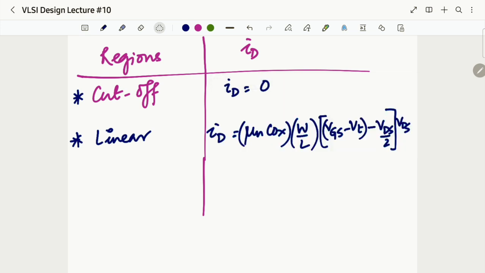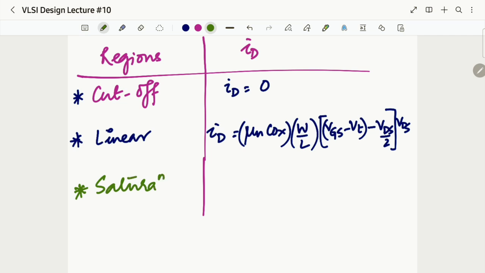Whenever you are writing down the current equation, don't write kn dash and all those things. Write all the terms mu n cox W by L, then this. Okay, because people like me will question you, what is this kn, why did you write kn dash, why not the whole thing expanded? When you are deriving an equation, write everything down. Okay, yes, I am that person.